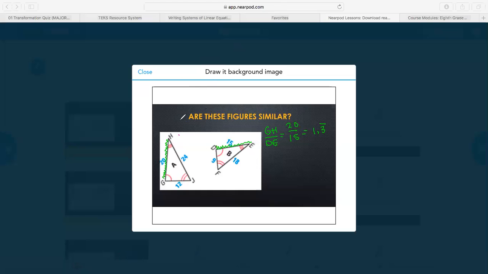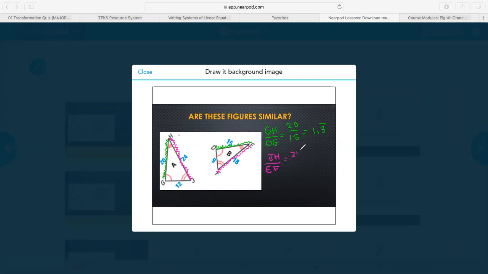Okay, I'll just ask this out loud. Which side corresponds with side JH? EF, you're right. So I'm going to put JH over EF, or HJ over whatever.